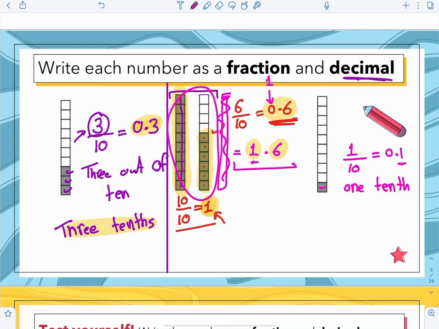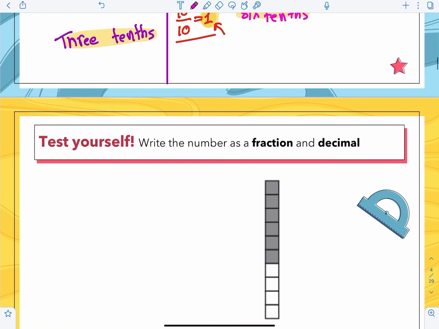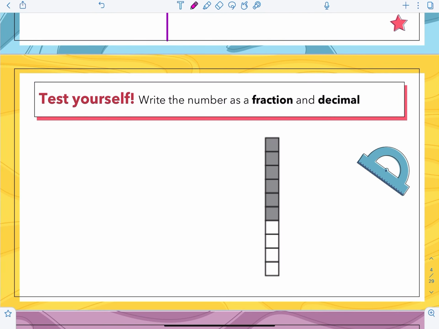Now we forgot to write or to name that number, the 1.6. I can call it a 1 and 6 tenths. Do you see? I have 1, which is the whole number, and 6 tenths is that 0.6. Okay, I hope you're okay until now, because I want you to test yourself and solve that one. I want you to write it as a fraction, as a decimal, and as words. Please pause the video now, answer that question on a paper, and then resume it and check your answer.